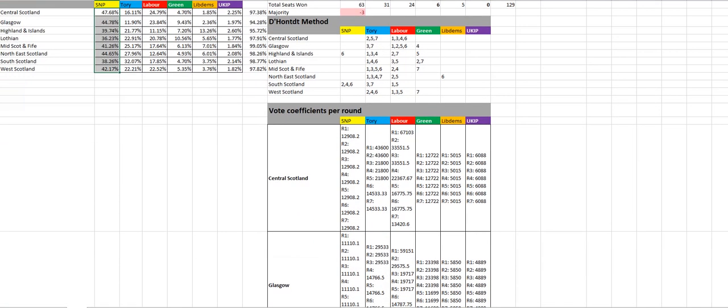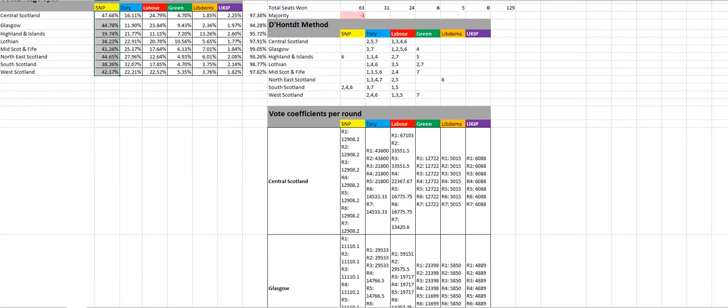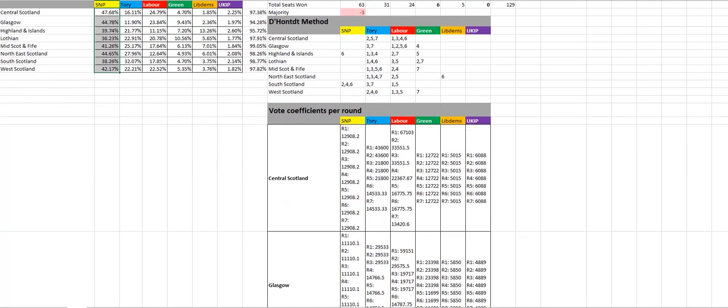The d'Hondt method is what the Scottish Government uses to address balance in terms of representatives of parties within the Parliament. So apart from the 73 seats that are in the Parliament, they allocate an extra 56, and they use the d'Hondt method based on your region vote to allocate seats. Now, how does that work?